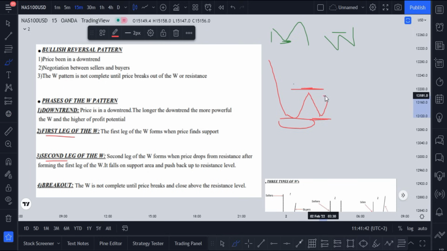So once it pushes away from the support level that it finds at the bottom where the first leg was at, now this is when we are moving to our phase 4, which is when we are looking for a breakout, right?